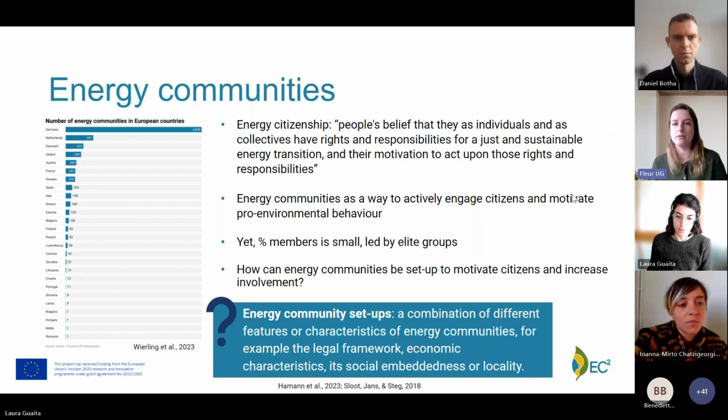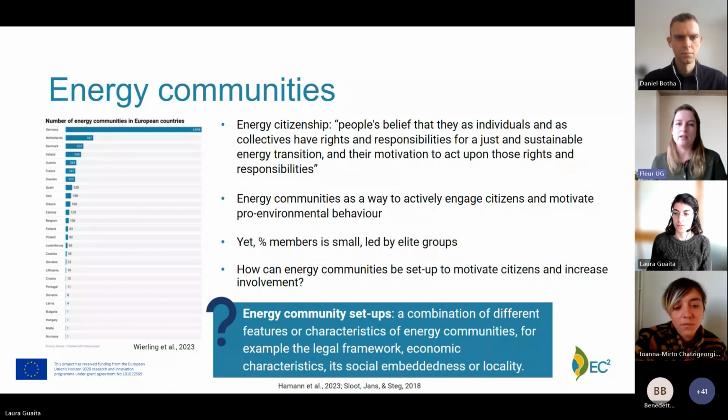Yet we also know that a relatively small number of people are actually members of an energy community in many European countries. As was also already tapped into in the panel discussion, energy communities seem to be led by elite groups, the usual suspects of wealthy, more highly educated men. So the question is, how can energy communities be organized and set up to actually motivate people from different socio-demographic backgrounds to become involved?